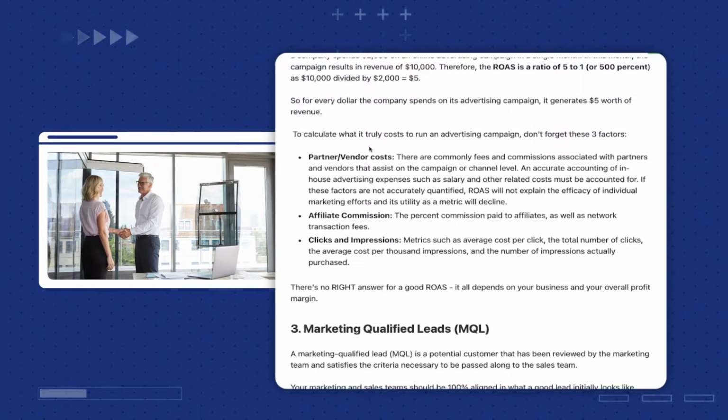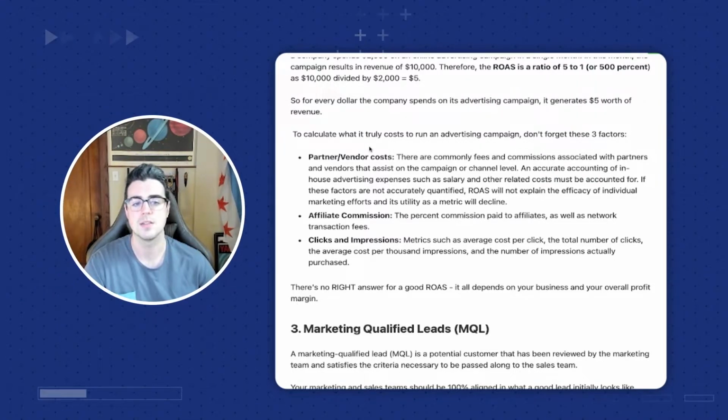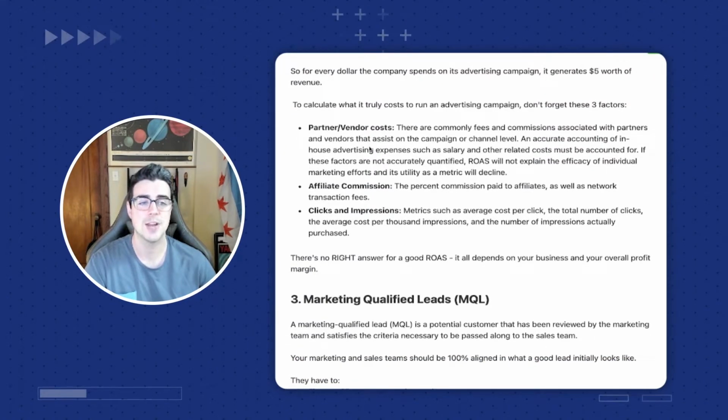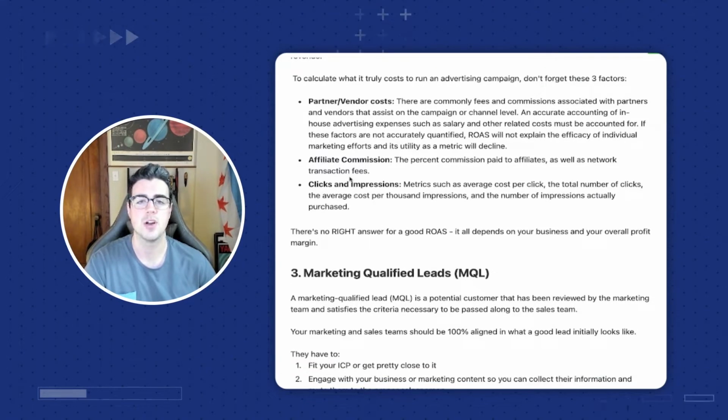One, your partner or vendor costs. These are common fees and commissions associated with partners or vendors that assist on the campaign or channel level. An accurate accounting of in-house advertising expenses such as salary or other related costs must be accounted for. If these factors are not accurately quantified, ROAS just won't explain the efficacy of individual marketing efforts, and its utility as a metric for your business will decline over time.